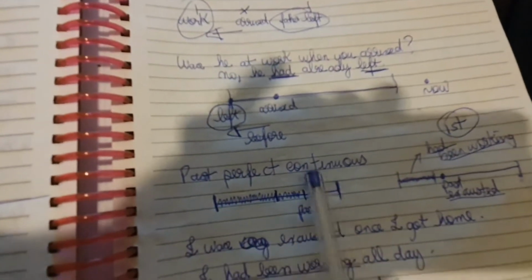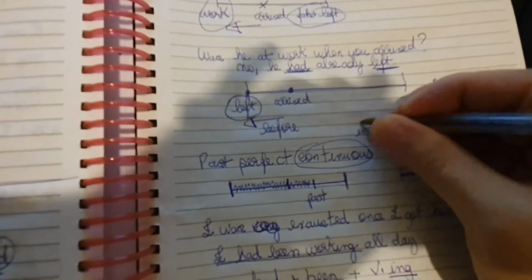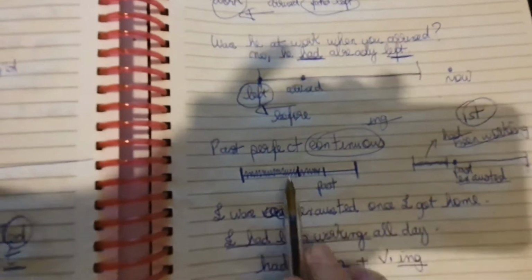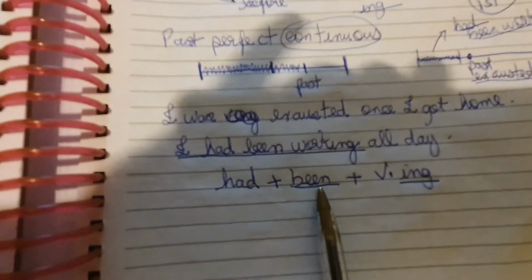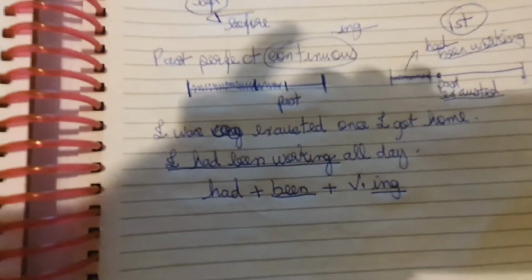Get started, shall we? All right. So you remember that the past perfect continuous has a continuous nature, okay? Every time you see continuous tenses, it involves ing, right? But it's a past perfect tense. So remember the structure: had plus the verb to be in the past participle plus the main verb with ing. So let's see some other examples.